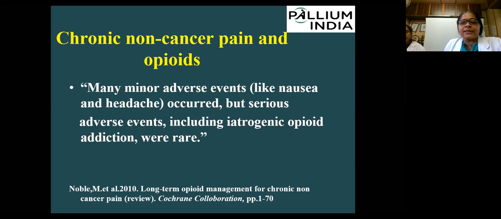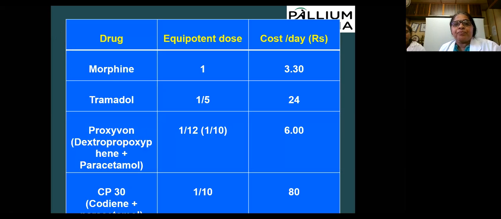And in non-cancer pain, you can have adverse events, but serious adverse events are rare. And I don't think I have too much experience with chronic non-cancer pain and opioids, but this is more in the Western world or in centers which use it. So even there, we have not really seen complaints because of addiction. Next slide, please. So this is the cost. And you can see from here how inexpensive morphine is.